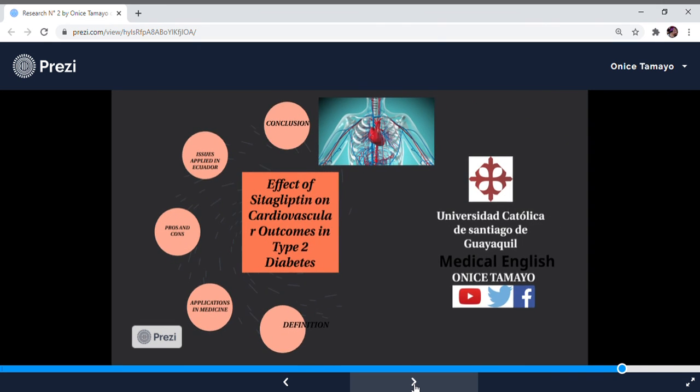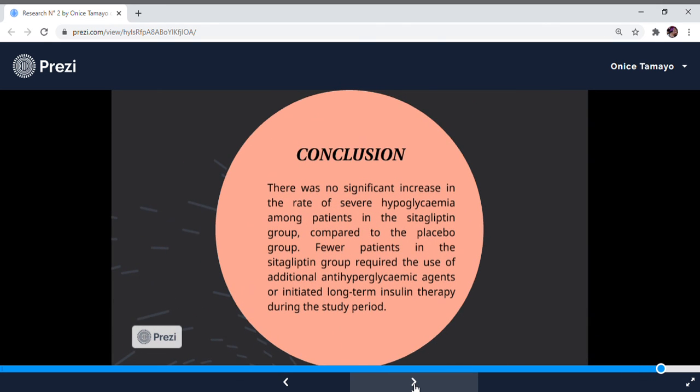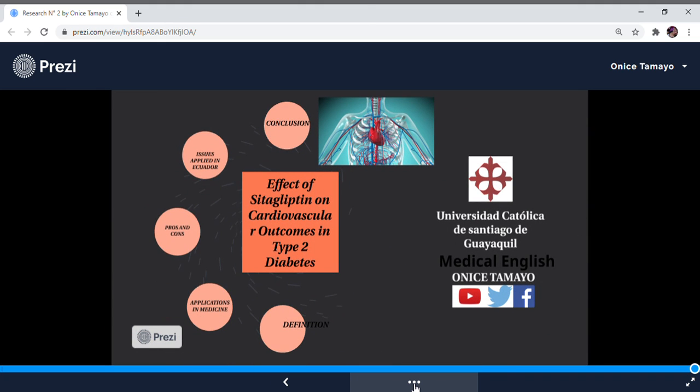In conclusion, there was no significant increase in the rate of severe hypoglycemia among patients in the sitagliptin group compared to the placebo group. Fewer patients in the sitagliptin group required the use of additional anti-hyperglycemic agents or long-term insulin therapy during the study period.